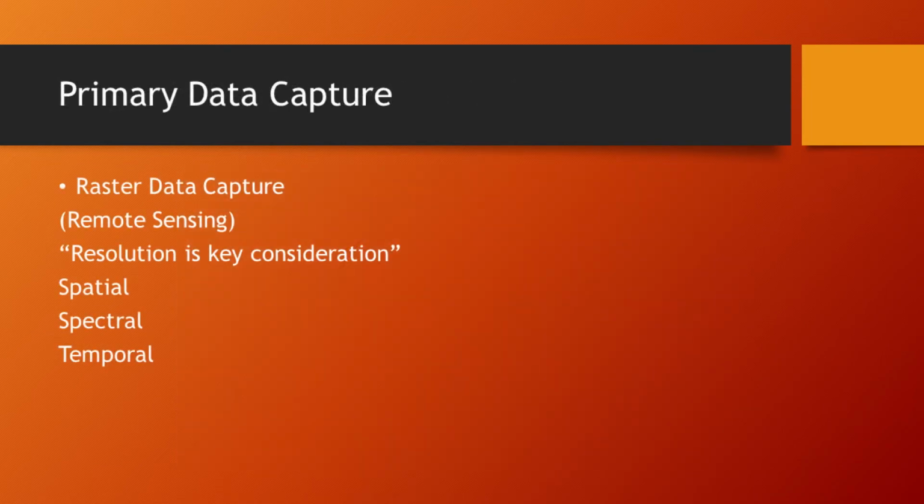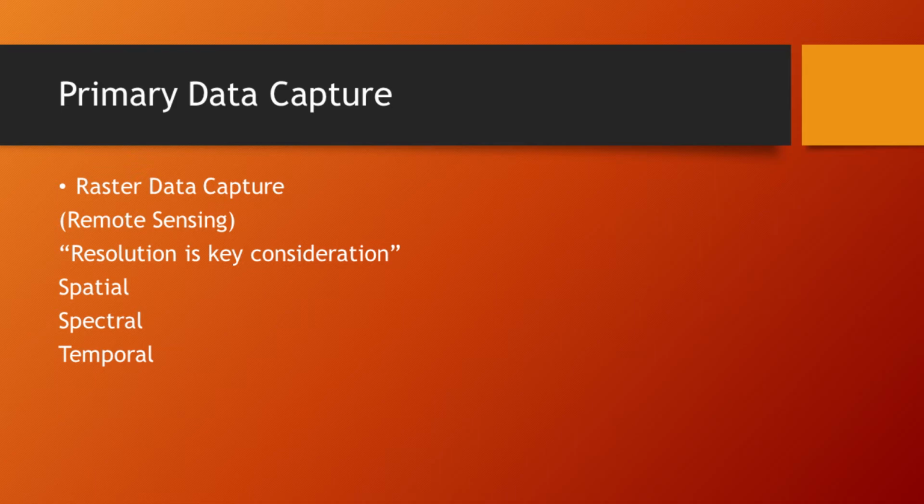Let's go to the primary data capture. Under this is the raster data capture, which uses remote sensing. We know that remote sensing is a technique used to derive information about the physical, chemical, and biological properties of an object without direct physical contact. The information is derived from the measurement of the amount of electromagnetic radiation that is reflected, emitted, or scattered from the object.